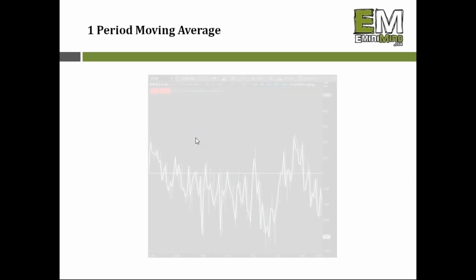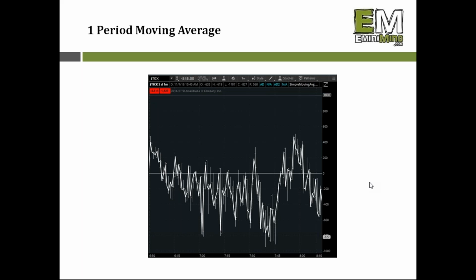So I like to add a 1 period moving average to the chart just to help visually give me some trend information.